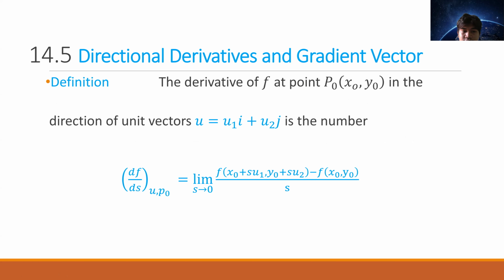Take a look at the definition. The derivative of f at p sub 0, (x sub 0, y sub 0), in the direction of unit vector u equal to u1 i plus u2 j, is the number df over ds in the direction of u at point p sub 0, which is equal to the limit of f(x sub 0 plus s times u1, y sub 0 plus s times u2) minus f(x sub 0, y sub 0) over s.